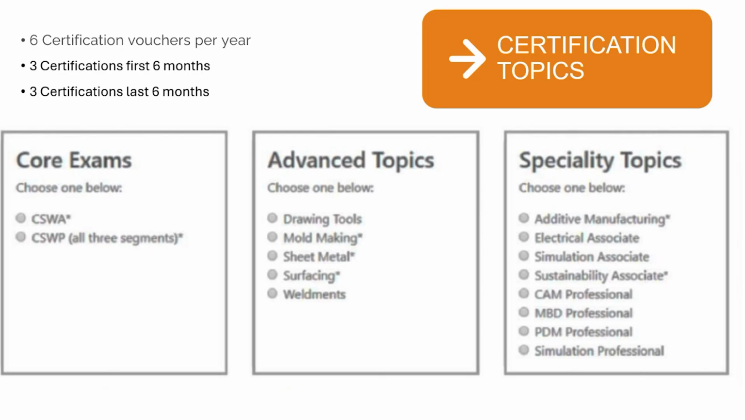If you do not pass an exam and you need to rewrite it, you will use up another voucher, which means if it takes you 2 times to get SolidWorks Associate, then you will only have 4 vouchers left to write the other exams with.